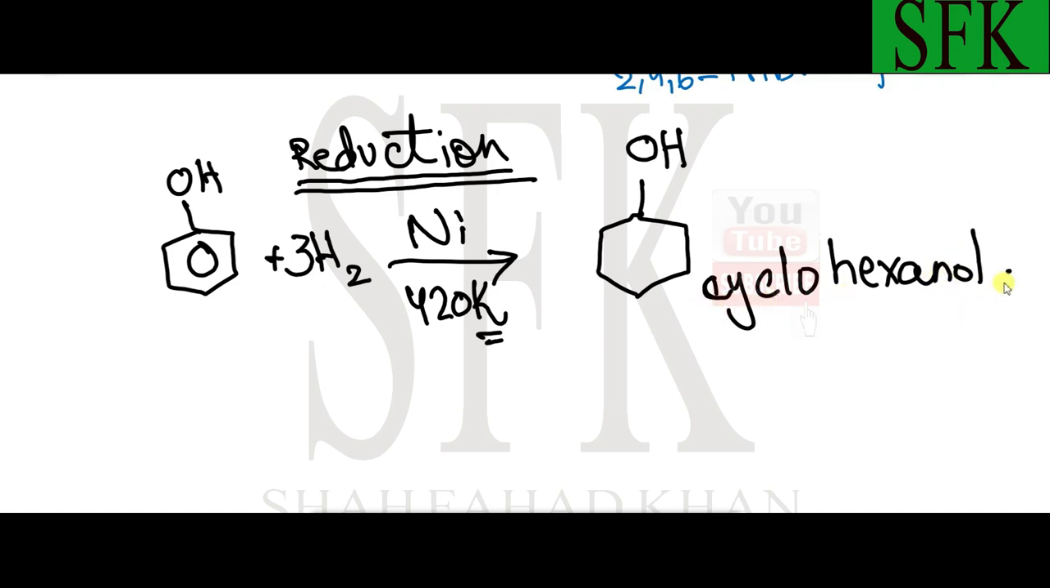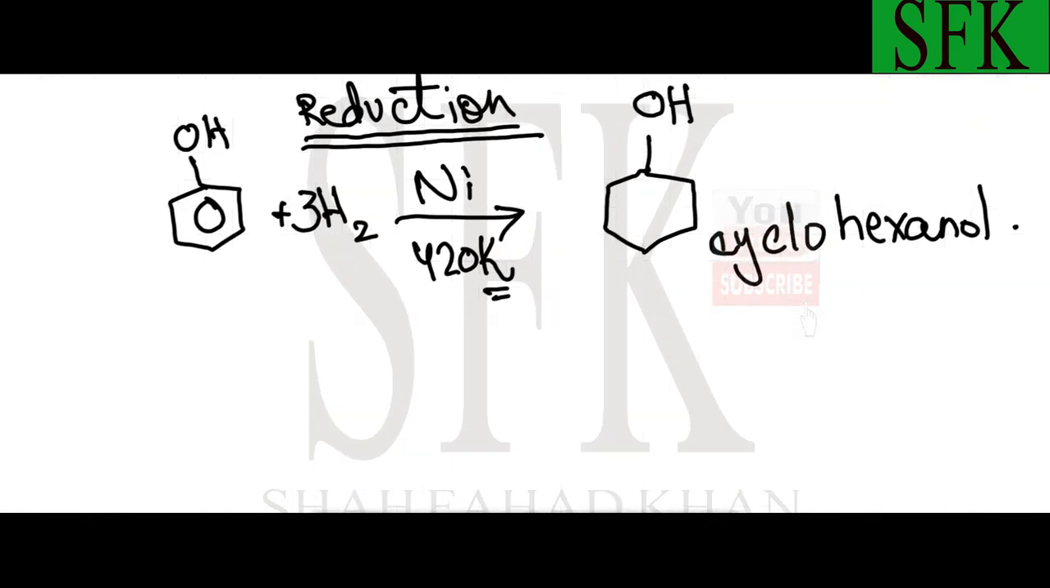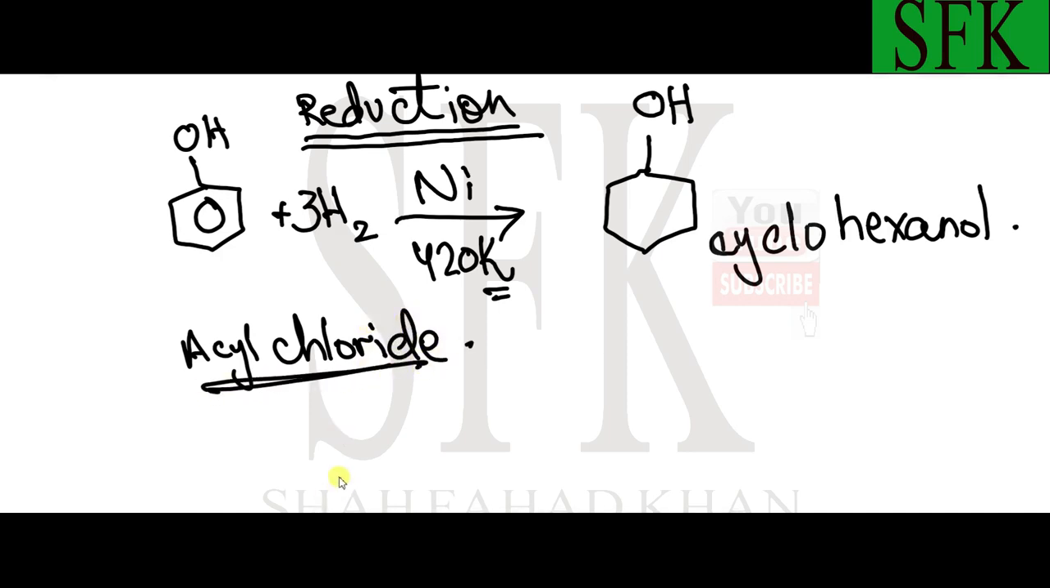Cyclohexanol is the product that we get in this case. Okay, then the next reaction is basically the reaction with acyl chlorides. Reactions with acyl chlorides. Okay guys, first let me tell you what acyl chlorides are.